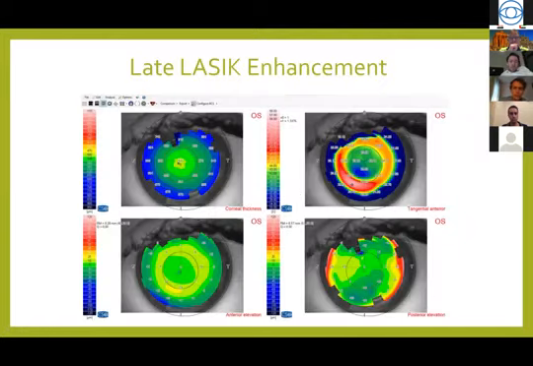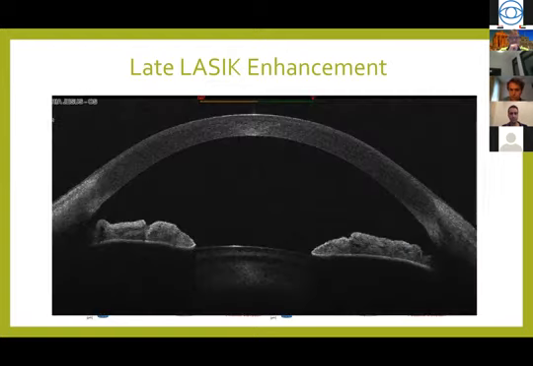Very useful as well for late LASIK enhancements. We are quite fans, and actually I published on the risks and benefits of lifting flaps for enhancements of flaps that are older than 10 years. It is something that we do routinely, although there is a risk of epithelial ingrowth that you should know of.